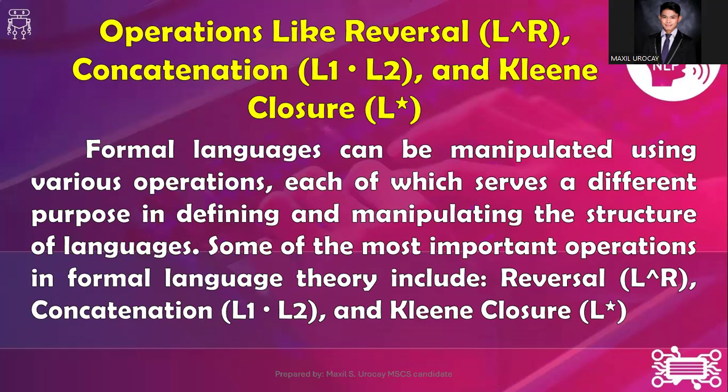All right. So, formal language operations like reversal, concatenation, and Kleene closure, Kleene star. Formal languages can be manipulated using various operations, each of which serves a different purpose in defining and manipulating the structures of languages. Some of the most important operations in formal language include those that I mentioned. So let's deal with them one by one.